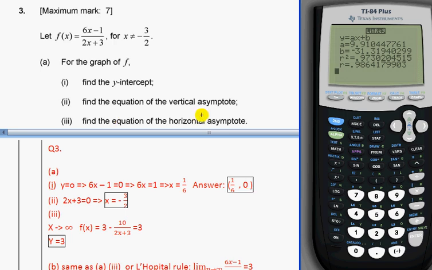Find the equation of the vertical asymptote. Vertical asymptote we have when denominator equals 0. So denominator equals 0, 2x plus 3 equals 0, x equals minus 3 over 2. Find the equation of horizontal asymptote.